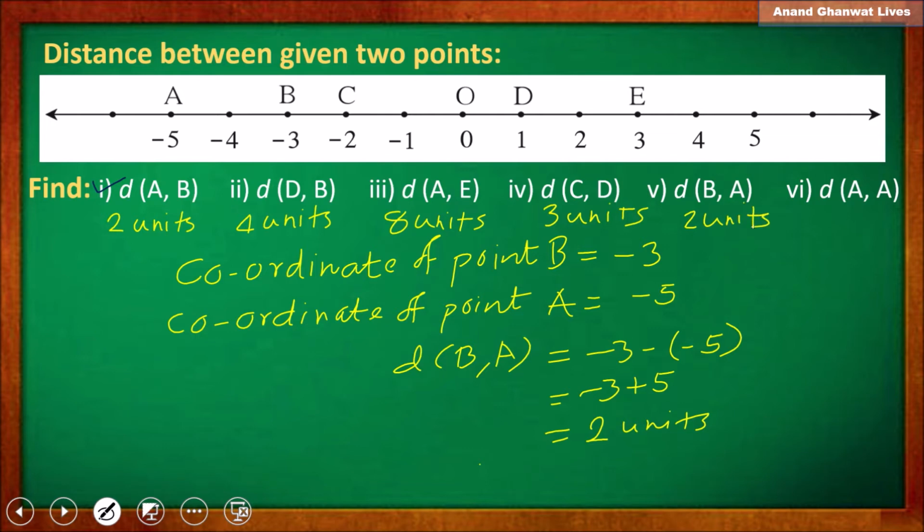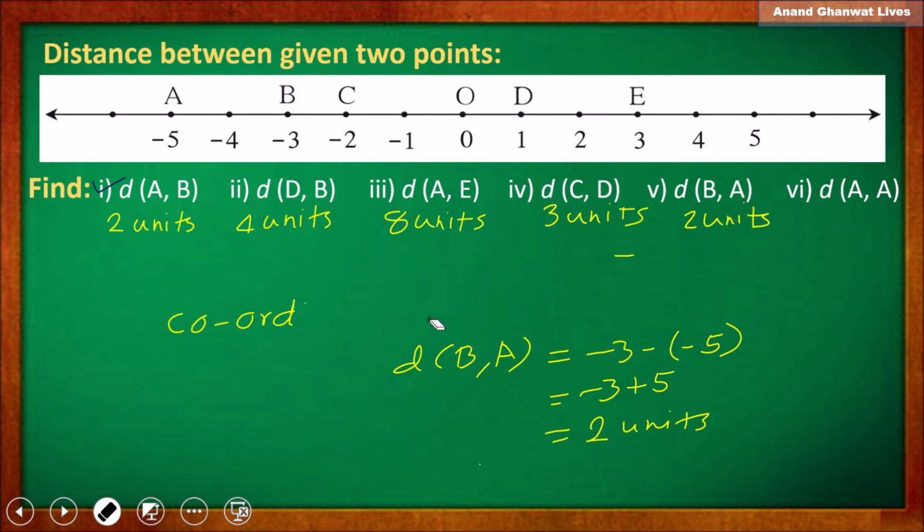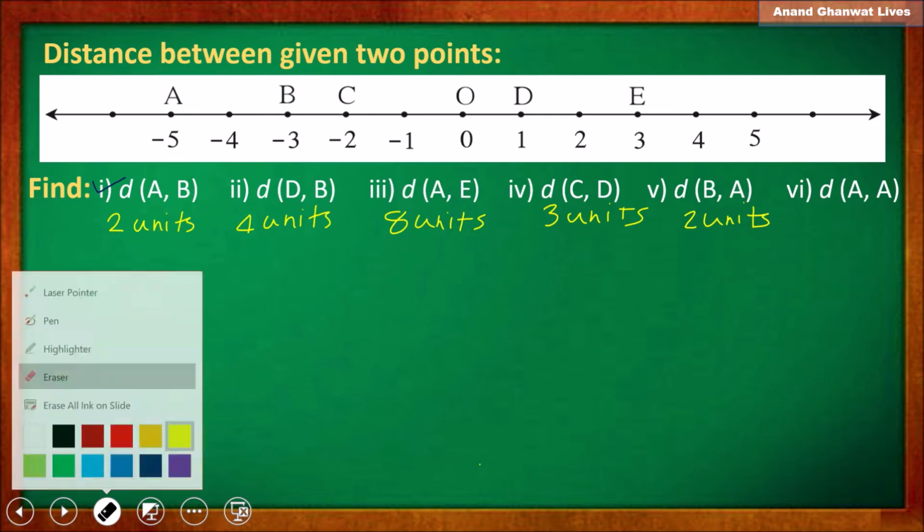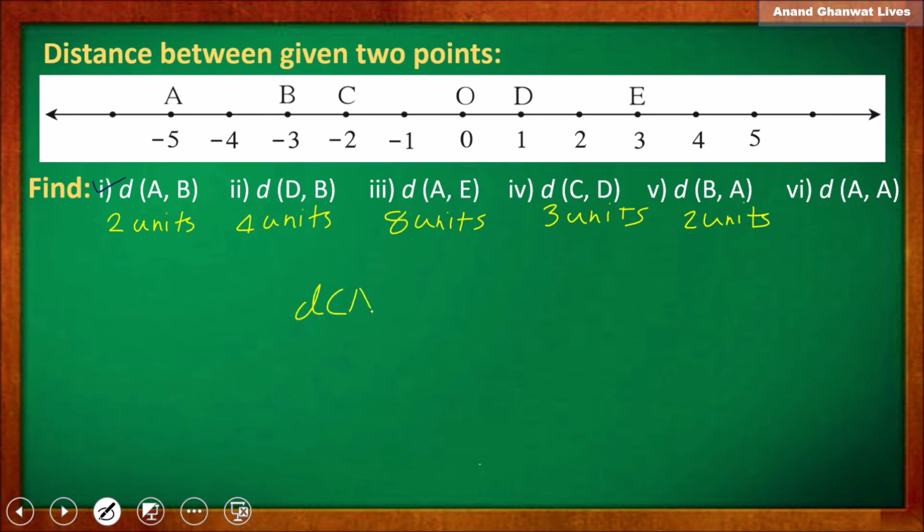Now observe the first and fifth examples. Distance between point A comma B and distance between point B comma A is 2 units in both cases. Therefore, you can say that distance between point A comma B is equal to distance between point B comma A. The distance measured from the first point to the second point or from the second point to the first point is always equal.